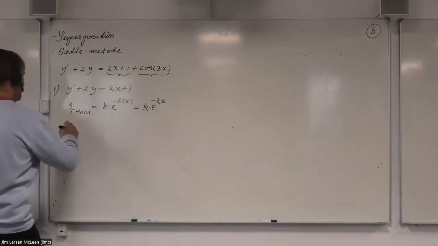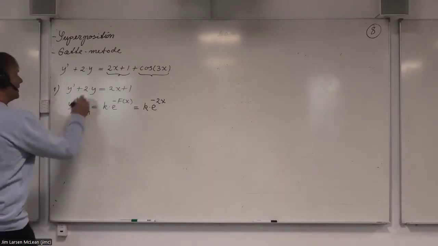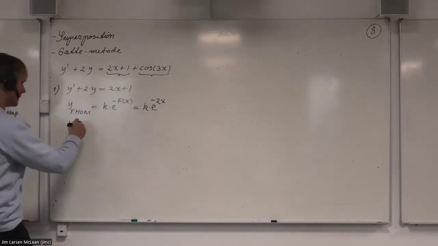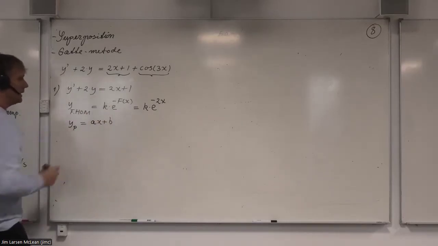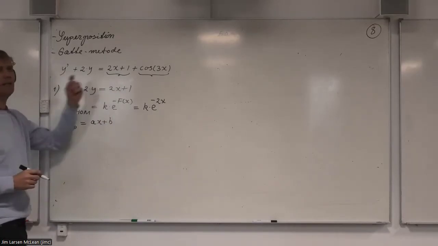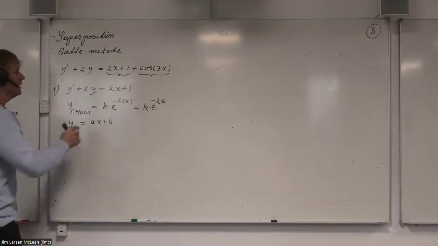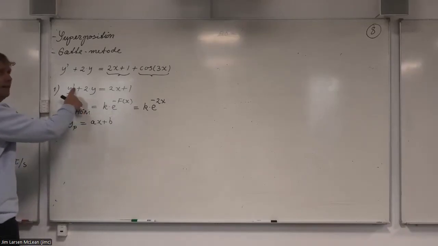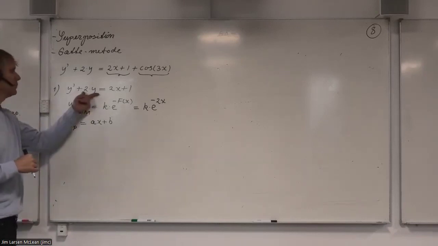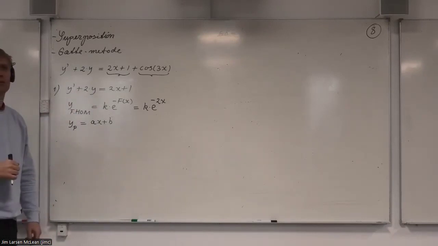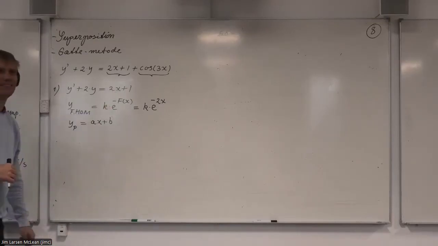So let's find a particular solution to this one. And we guess a times x plus b. And why do we guess ax plus b? It is because the right side is linear. Because a linear function differentiated gives a number, and a linear function multiplied by 2 gives a linear function, and a linear function added to a number gives a new linear function. Therefore, it is a good guess.